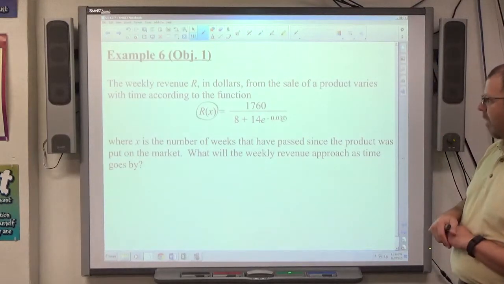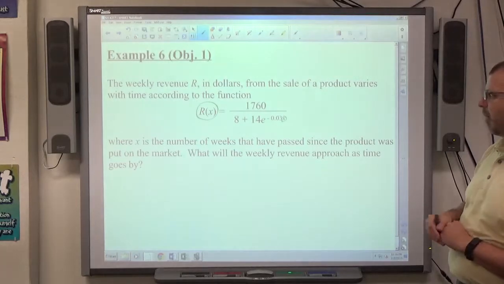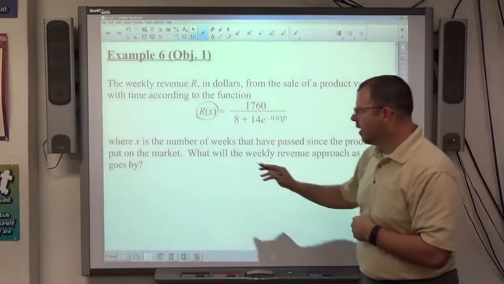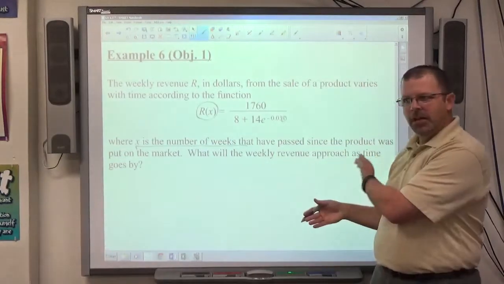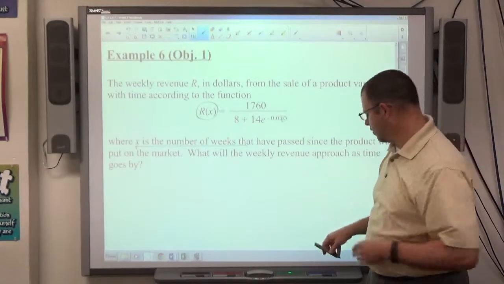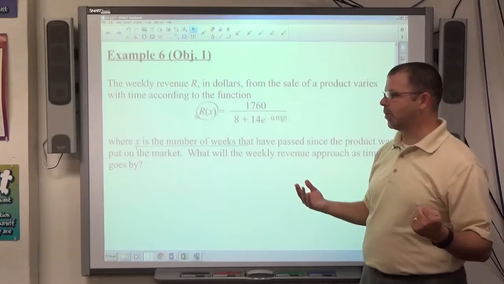All they're asking us is what will the weekly revenue approach as time goes by. They want X to get bigger, bigger, bigger. So the number of weeks, X, is going on infinitely. All right, what's happening? So they're asking is there a horizontal asymptote here.